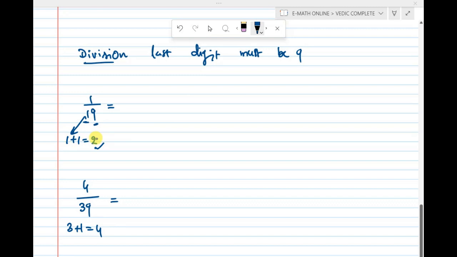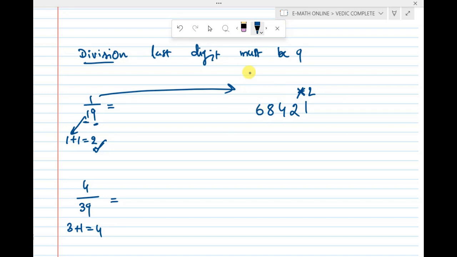that means 1 plus 1 will be 2. Okay. So you should write the first one here as the last digit, and this 2 will be the multiplier. So every time you are going to multiply with 2. 2 ones are 2. 2 twos are how much? 4. Next, 4 twos are 8. Fine. And next, 8 twos are 16.